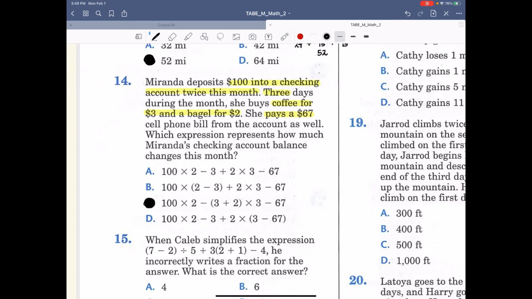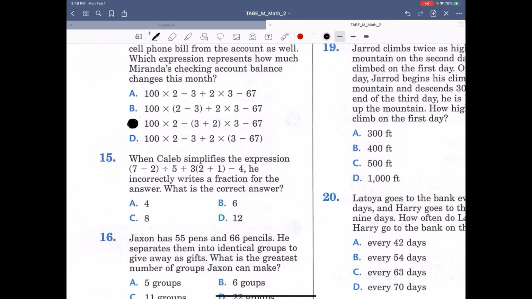Okay, number 15. When Caleb simplifies the expression, he incorrectly writes a fraction for the answer. What is the correct answer? So I'm just going to squeeze this one in right here, I think. 7 minus 2 divided by 5 plus 3 times 2 plus 1 minus 4.